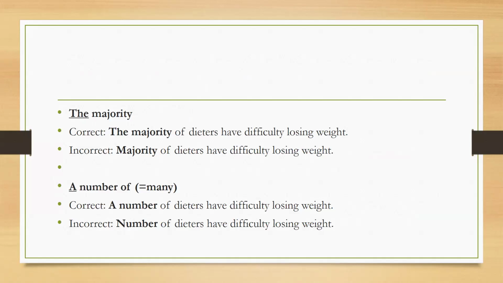The majority. The majority of dieters have difficulty losing weight. It is incorrect to say majority of dieters have difficulty losing weight. A number of means many. A number of means many. So correct English: a number of dieters have difficulties losing weight. Incorrect: number of dieters have difficulty losing weight.